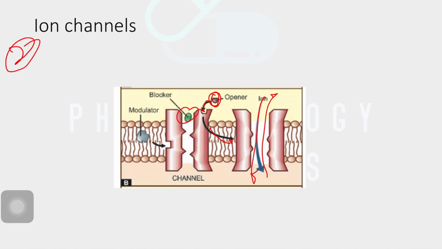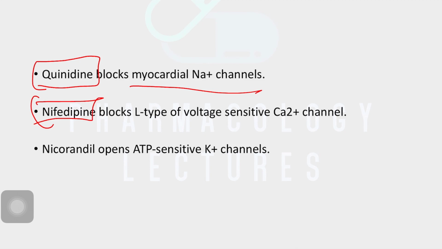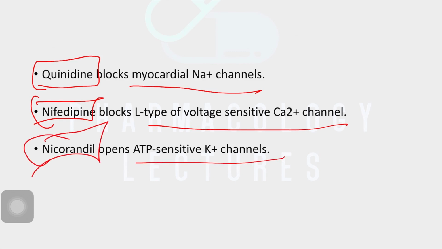But drugs may interfere with these functions, in that they may block this channel or they may modulate these channels and produce different actions. For example, quinidine mainly blocks the sodium channels present in the myocardium. Nifedipine is a calcium channel blocker and mainly blocks the voltage sensitive calcium channels. Nicorandil opens up ATP sensitive potassium channels. So these are some drugs which we use in the cardiovascular system to modify different actions by blocking or opening those ion channels.